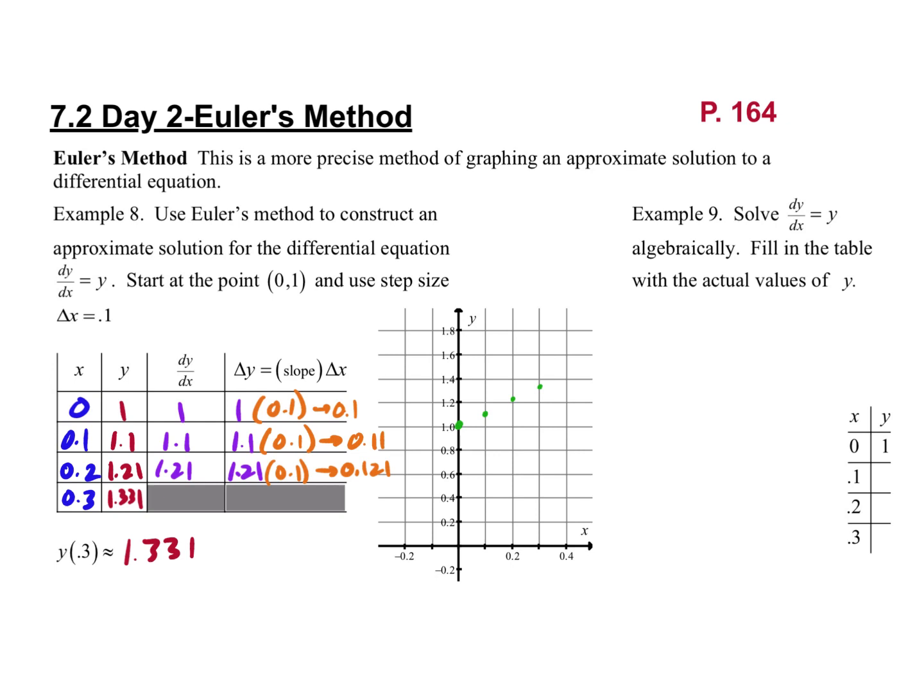Using this approximation, y of 0.3 is approximately equal to 1.331. And of course it's approximately equal to because we are approximating, right? So when I look at my graph, it looks kind of like a straight line, right? But we know it's because we're zoomed in. If we zoom back out a little bit, it'd probably look a little curvier, right?